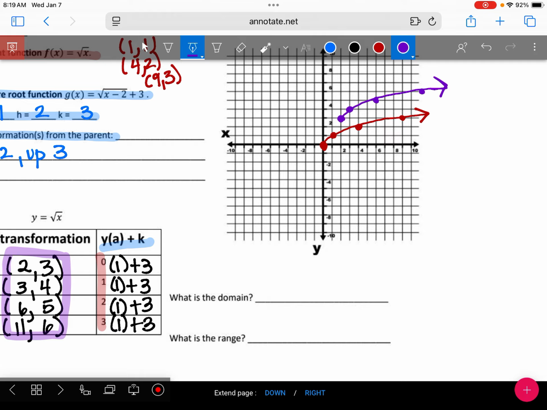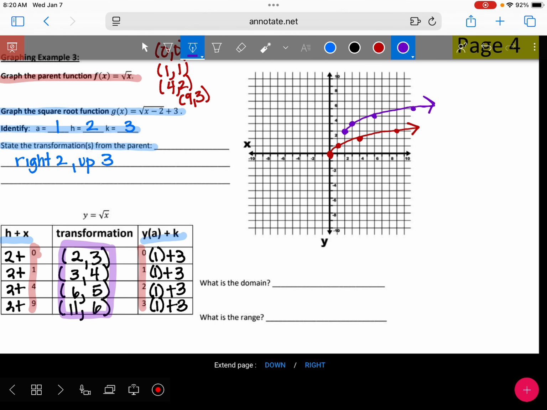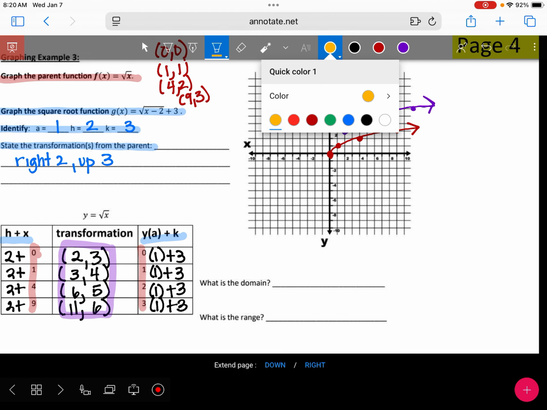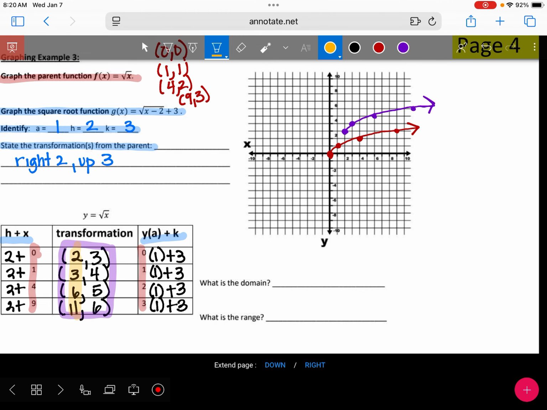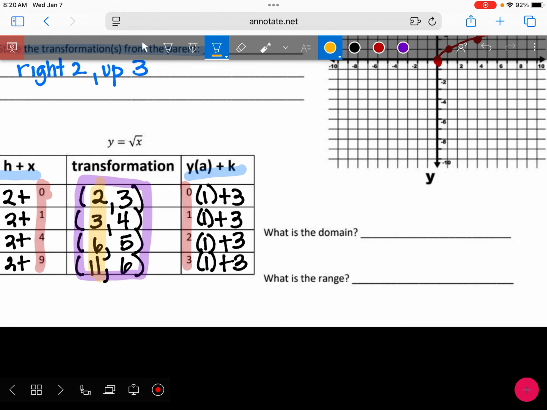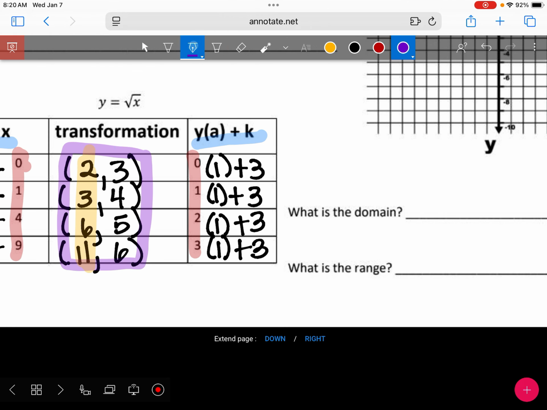And when you compare the purple graph to the red graph, do you agree that it moved right 2 and up 3? That's the transformations. That's what happened. All right, when you're stating your domain, we're going to look at our new chart. So looking at these numbers right here, what's the first number at the top of our table? My first x value is what?